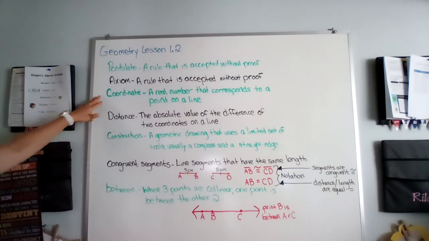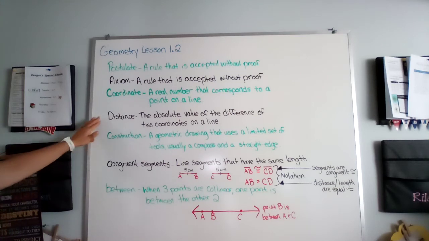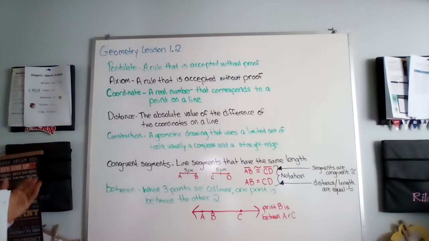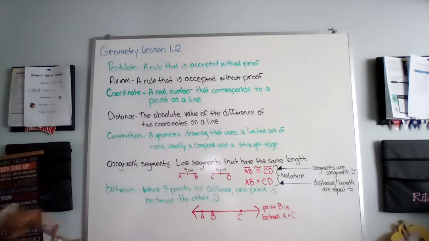All right, so coordinate. You guys are familiar with coordinate. You're used to plotting points in our coordinate plane. Okay, so a coordinate is a real number that corresponds to a point on a line. Distance. The distance is the absolute value. Okay, absolute value is always positive, right? So distance always has to be positive. The absolute value of the difference of two coordinates on a line. And I'll show you how to use the distance formula later on.